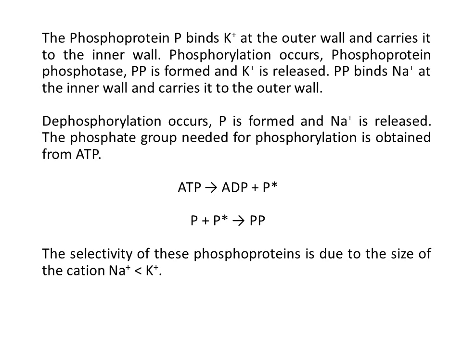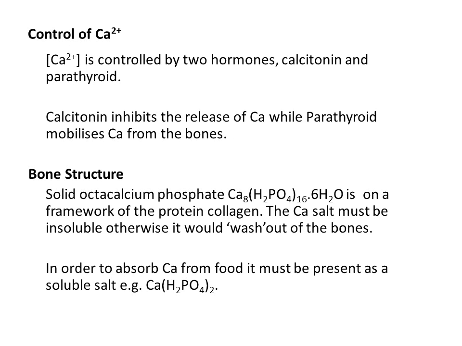So the phosphate group needed for phosphorylation is obtained then from ATP. The selectivity of these phosphoproteins is due to the size of the cation. So sodium cation is smaller than the potassium cation.